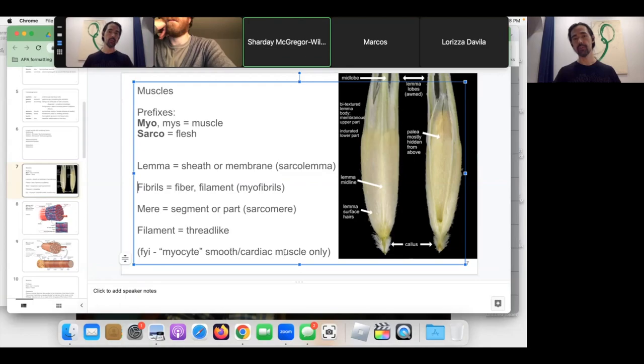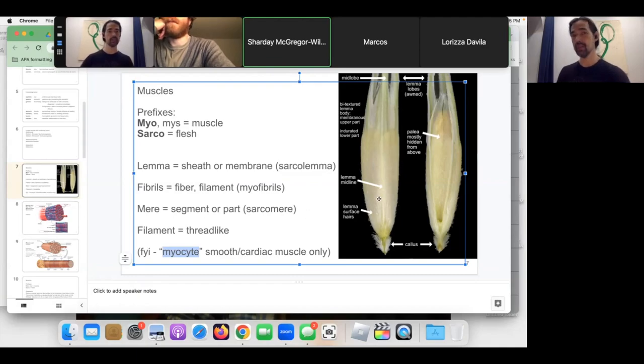With smooth and cardiac muscle, you'll sometimes see the term myocyte, right? So myo means muscle and cyte means cell. So that's a muscle cell, but it's only used to refer to smooth muscle and cardiac muscle.